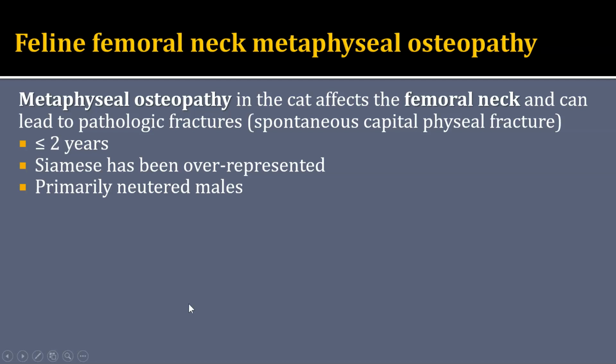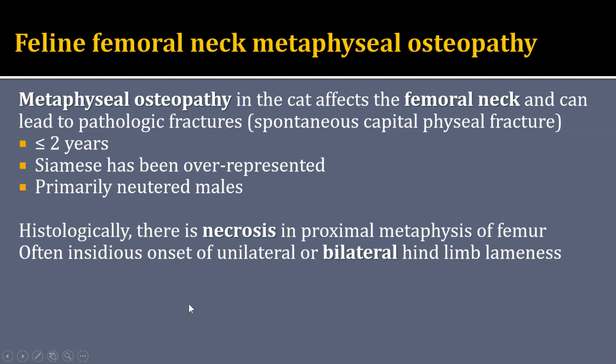The Siamese cat has been overrepresented, and this disease predominantly affects neutered males. Histologically, there is necrosis in the proximal metaphysis of the femur, and oftentimes there's an insidious onset of typically bilateral hind limb lameness, so this usually affects both hind limbs. However, it's not at the same time, so a patient may present with a spontaneous capital physeal fracture on one side and then a few months later present with it on the other side.